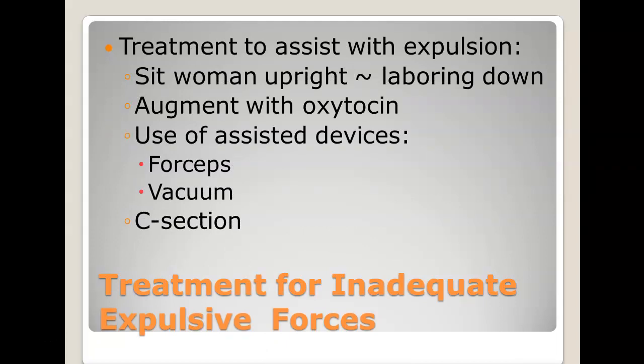Treatment for the inadequate expulsive forces will be having the woman sit upright, or what we call laboring down. Oftentimes the contractions pushing on the fetus and the natural descent into the pelvis can be aided or hurried if you have a woman sitting in an upright position. We can augment her again with the oxytocin or Pitocin, the synthetic oxytocin that we give to help the contractions get stronger and kind of aid in pushing that baby down into the birth canal. Or we can use assistive devices such as forceps or a vacuum, or the patient can just get a cesarean section if none of those can work.